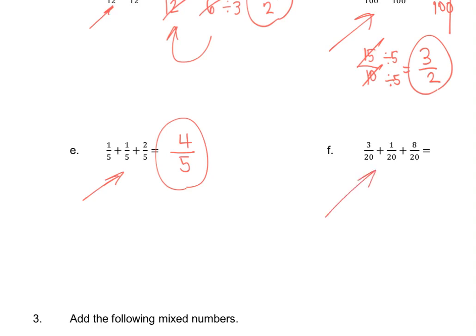And letter F. All 3 have a denominator of 20, so I'm going to add my numerators. 3 plus 1 plus 8 is 12 over 20. I do have to simplify there because they're both even. When I pull out a 2 or divide by 2, I get 6 over 10. They're both still even, so again, I divide by 2. I get 3 over 5, and now I can't divide anything else, so I am done.